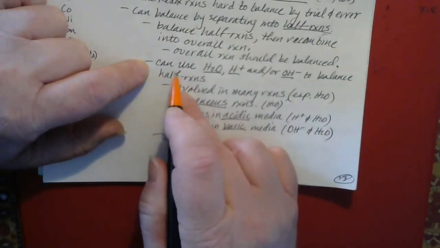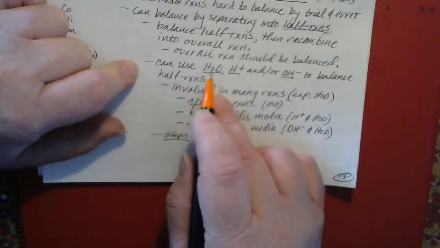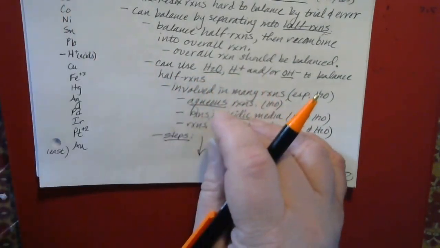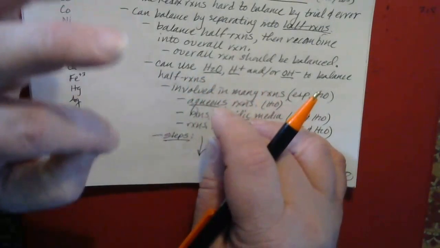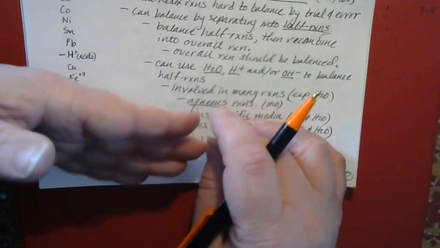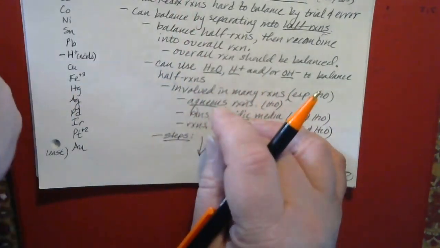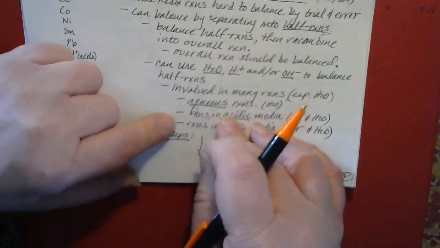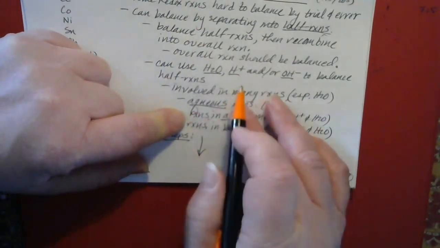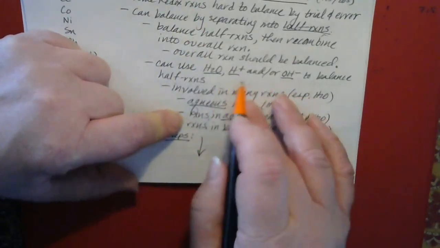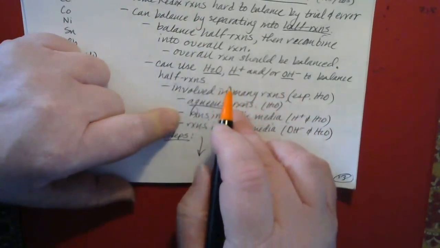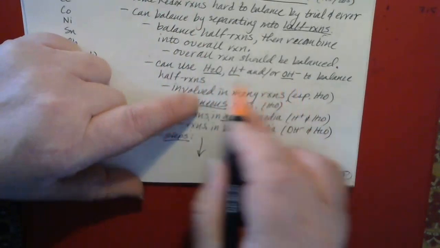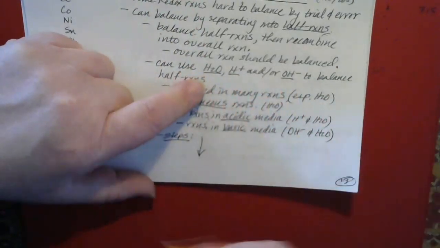And the nice thing here is that we can feel free to use water to balance the half reactions. And that's because just about every reaction we encounter in general chemistry occurs in solution, that is in water. And so you can add H2Os to balance hydrogens and oxygens. And many reactions occur in either an acidic or basic environment. And so if it's in an acidic environment, you can use H+ ions to balance out hydrogens, and then H2Os to balance out any oxygen.